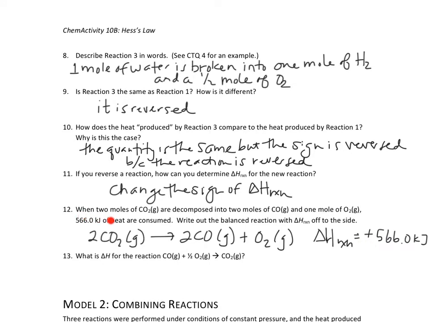Because we were told heat was consumed by this reaction, that means it's an endothermic process. It absorbs heat. And so the delta H of reaction is going to be a positive value. So now, what would be the delta H of the reaction of CO plus 1/2 O2 going to CO2? So let's first of all notice that the reaction switches the reactants and the products compared to the one above. So let's take care of that first.